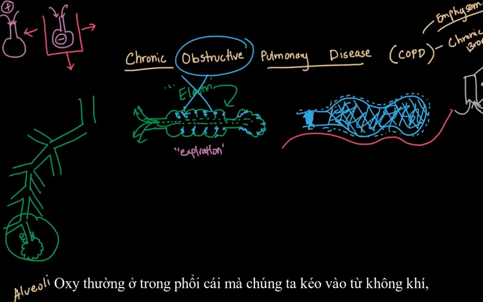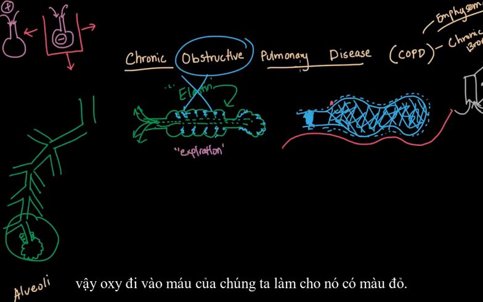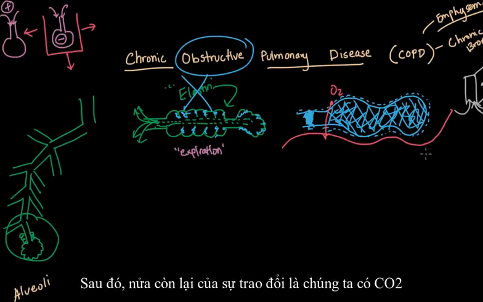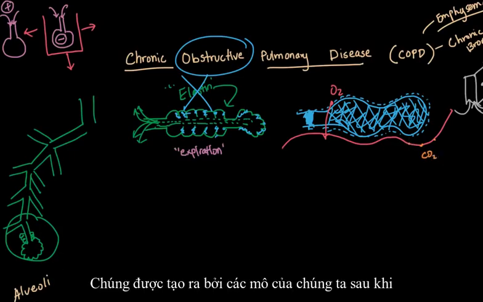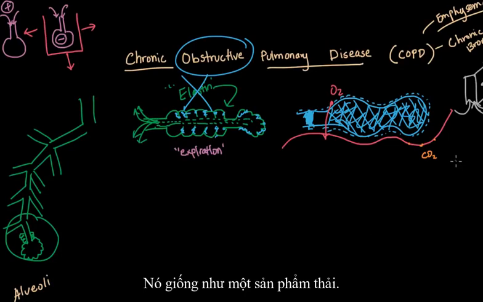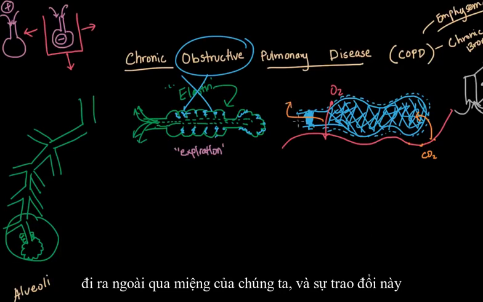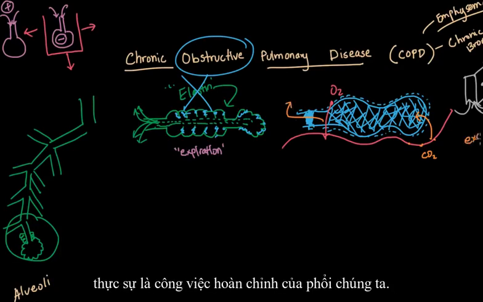So oxygen that's usually in the lungs that we pulled from the air goes into our bloodstream, making it red. And the other half of the deal is that we have carbon dioxide that the blood brings to the lungs to get rid of. These are made by our tissues after they've used up the oxygen. It's kind of like a waste product. So this needs to go back into the lungs and out through our mouth. And this exchange is really the complete job of our lungs.